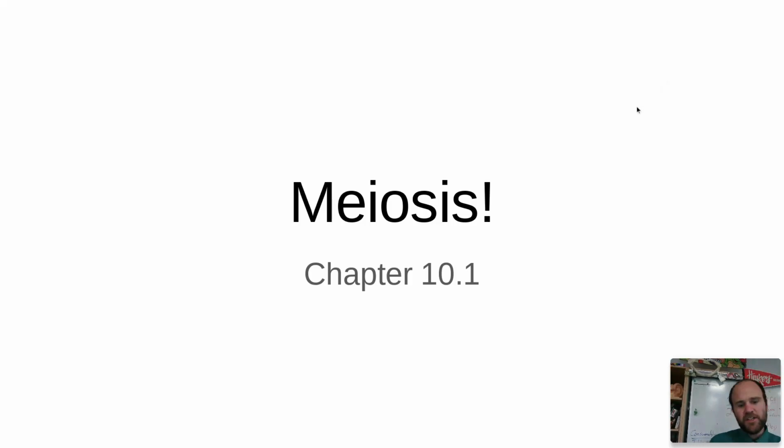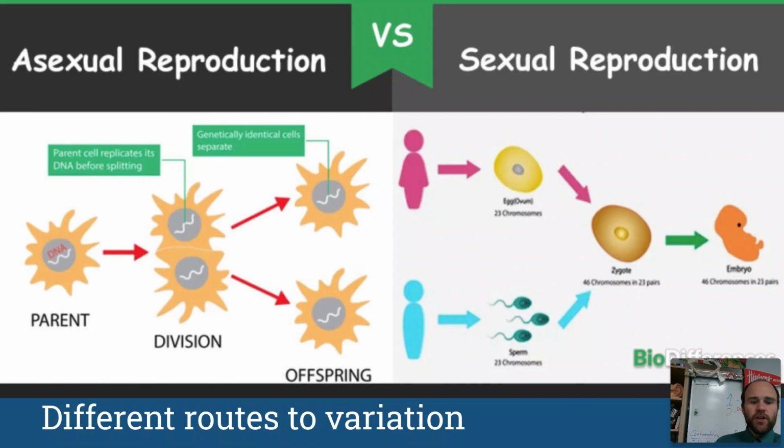Welcome back, AP Biology. This time we're talking about chapter 10.1 and 10.2 as we dive into our other form of cell division, meiosis. So starting off, we need to understand the difference between asexual and sexual reproduction.